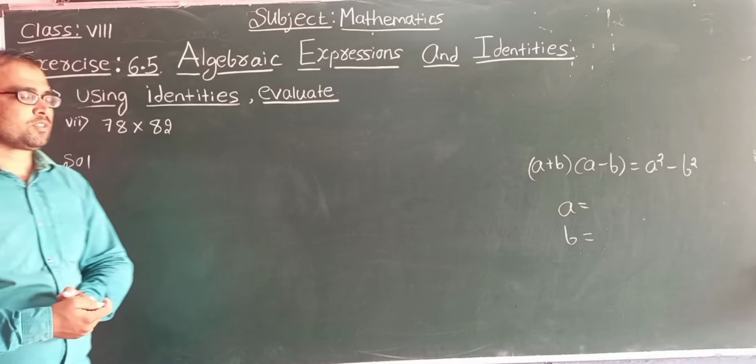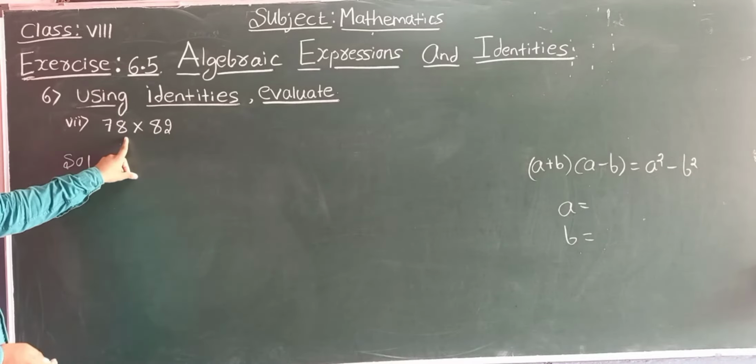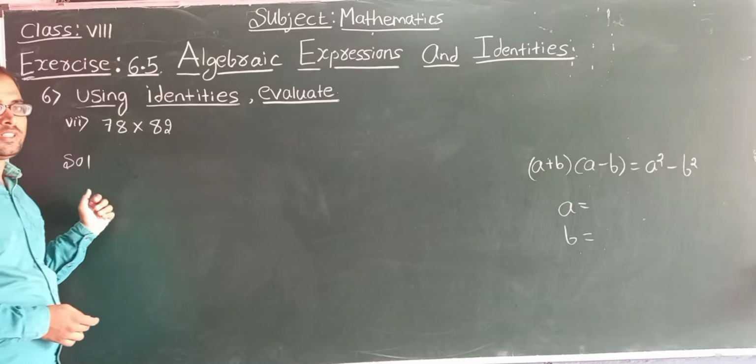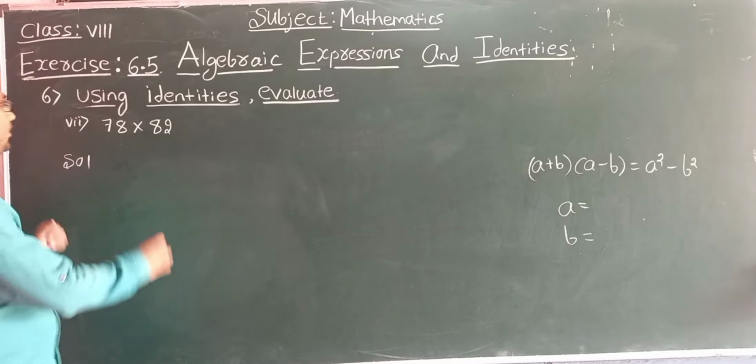Students, now let us solve the 7th question. Here, what have they given? 78 into 82. So this also can be written in the form of (a plus b) into (a minus b).